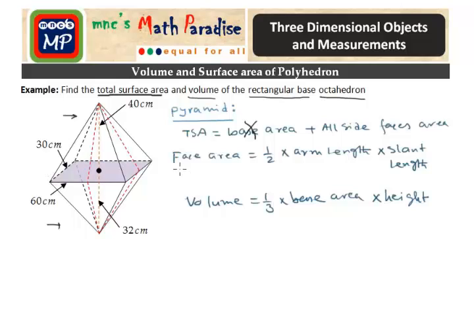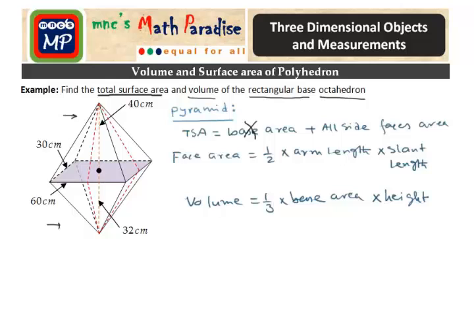So how can we calculate the area of one face? Area of one face is half times its arm length times its slant length. So we will need to calculate the slant lengths because the arm lengths are given. This rectangle's one arm length is 60, so the other is also 60, and this is 30, so this will also be 30.